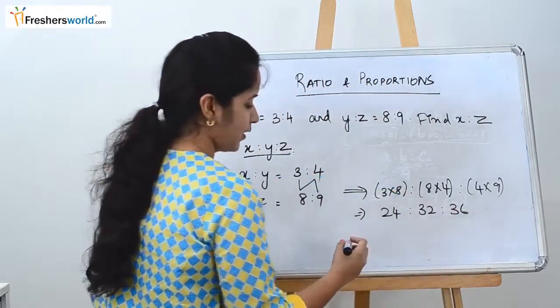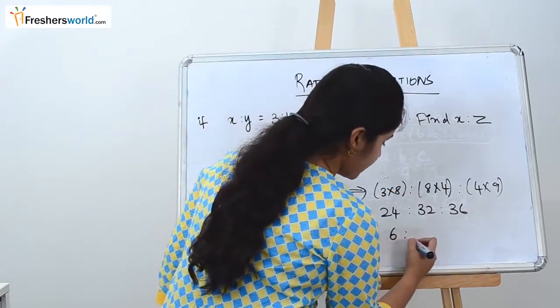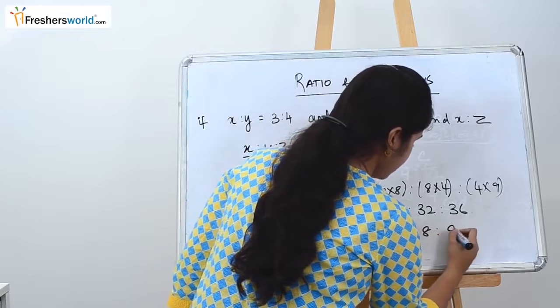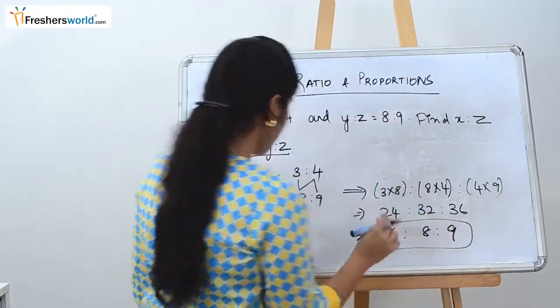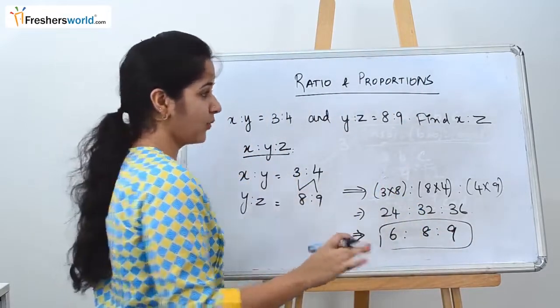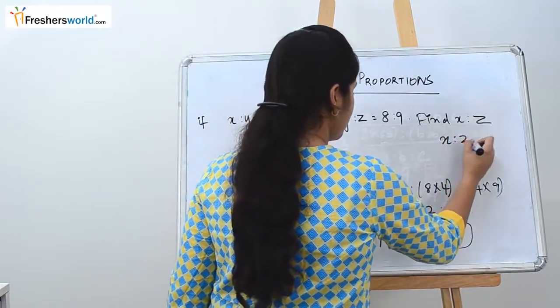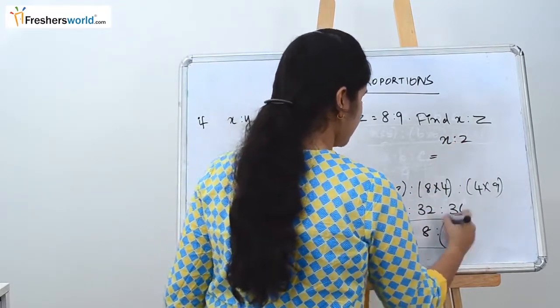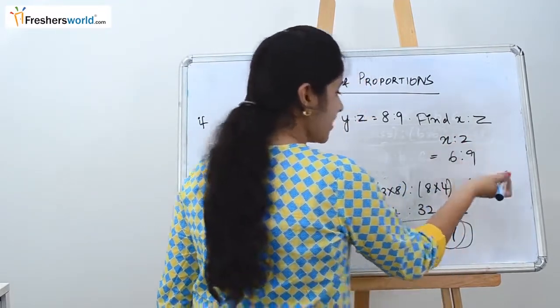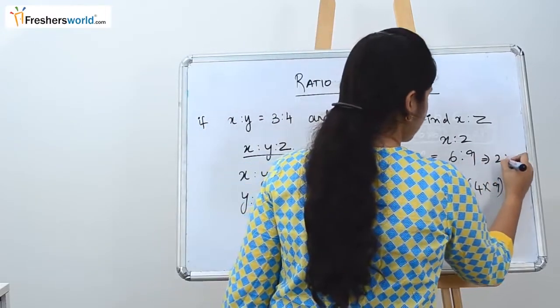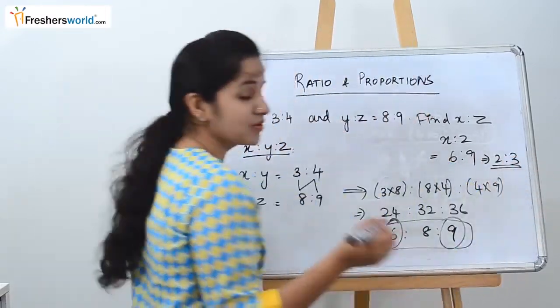We can further simplify it by dividing by 4, which gives 6 is to 8 is to 9. Are they asking for y? No, they are asking for x is to z, which is nothing but, x is 6 and z is 9, so 6 is to 9. This can be further simplified as 2 is to 3. So the final answer is 2 is to 3.